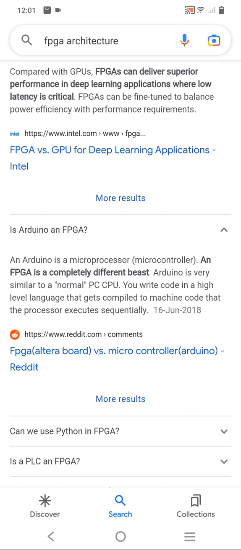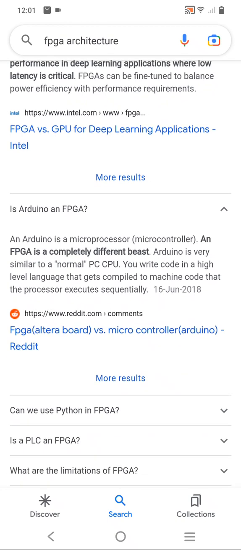What is Arduino and FPGA? Arduino is a microprocessor, a microcontroller, and an FPGA is a completely different beast. Arduino is very similar to a normal PC CPU. It is a basic CPU, a smaller size version of a CPU, like the 8051 or smaller versions of those. They are called Arduino. So Arduino is a microprocessor and a microcontroller.